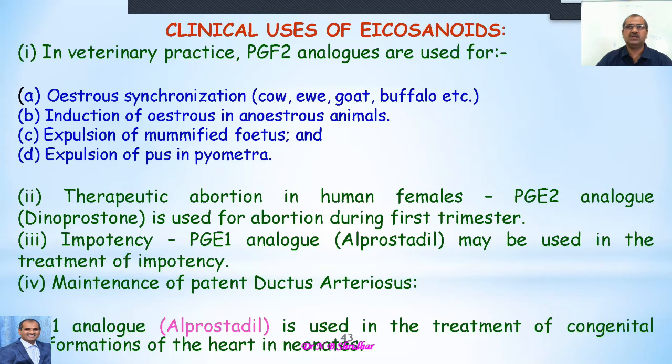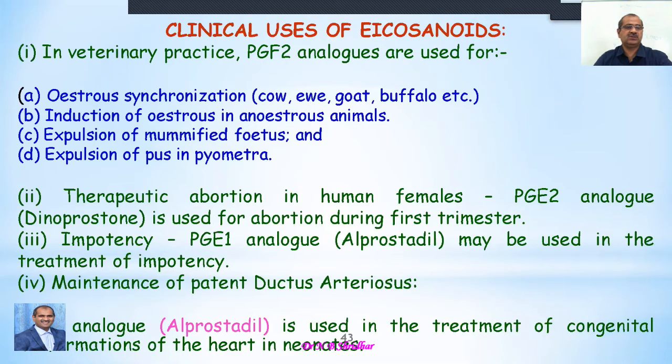So coming to the clinical uses of the eicosanoids, yesterday we discussed the agonists, especially in veterinary practice, PGF2 alpha analogs are used for the estrus synchronization program. So varieties of these particular drugs are used in case of estrus synchronization program or controlled breeding programs, and the induction of estrus in anestrus animals, that's also another use, and the expulsion of mummified fetus and expulsion of pus in pyometra.